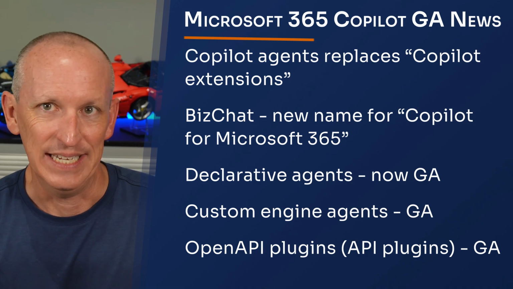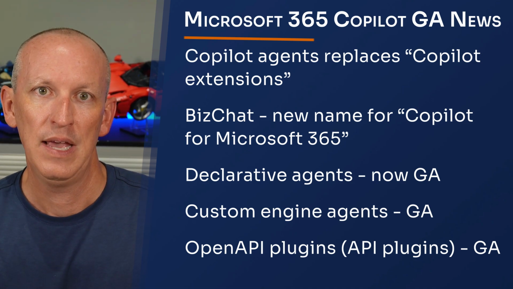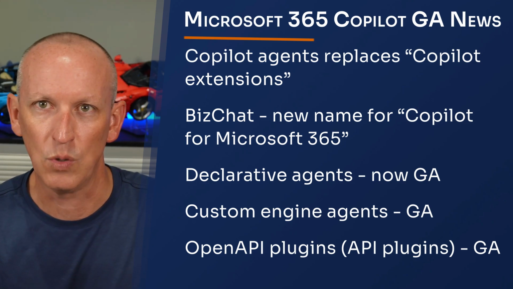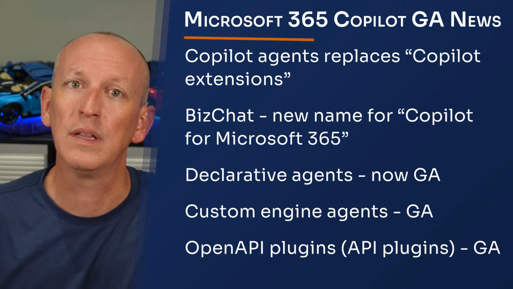or CEAs. These are generally available when they're published to Microsoft Teams. And we also have Open API plugins, or just API plugins for short. These are also generally available only for declarative agents. Now, these add to the extensibility parts of the Copilot story in Microsoft 365 that were already generally available, like Copilot Studio, which has been GA since August of 2024, and Microsoft Graph Connectors. Those have been GA for quite some time.